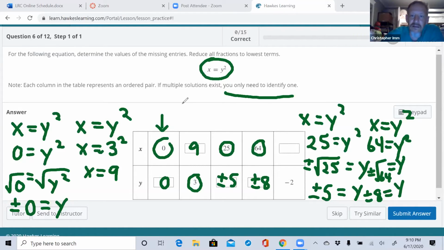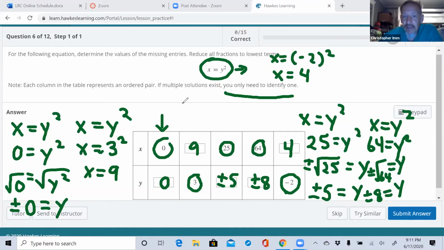Let's see here. If I plug in -2 for y, what will my x be? Do this one up here. I'll have x is equal to, now square that whole -2, when I plug that -2 in for y, I will get x is equal to -2 times -2, that's 4. So these pairs here, but actually I have 2 for each one of these values here.